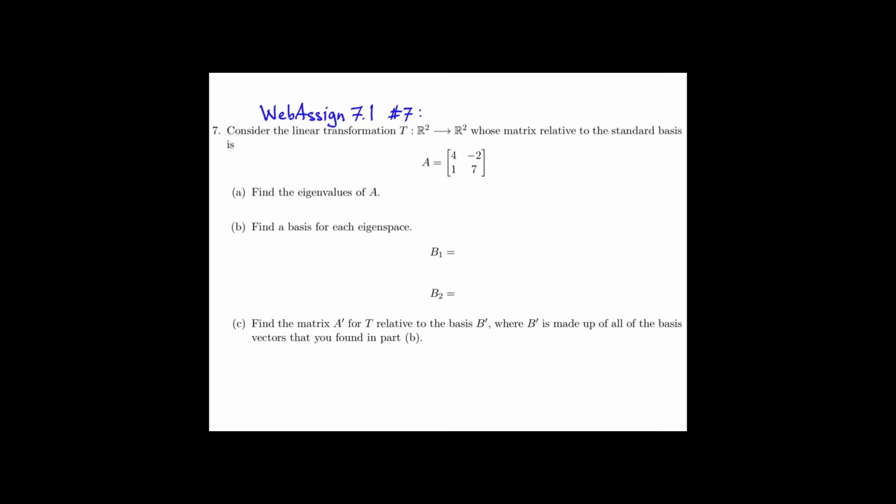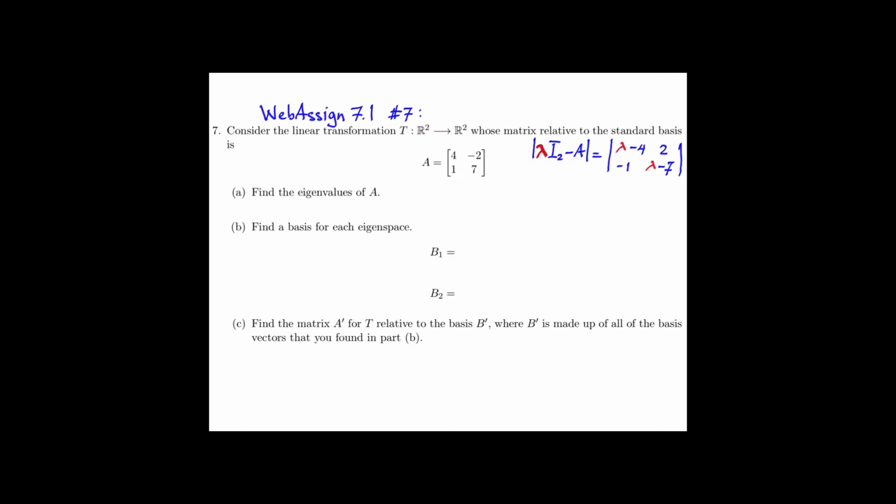First of all, to find the eigenvalues of the 2x2 matrix A, we need to get the characteristic polynomial, which is the determinant of the 2x2 matrix lambda times I2 minus A. So let's set up that determinant. Lambda times I2 minus A is going to be a 2x2 matrix. The first entry is going to be lambda minus 4. The second entry will be 0 minus negative 2. The third entry will be 0 minus 1. The last entry has to be lambda minus 7.